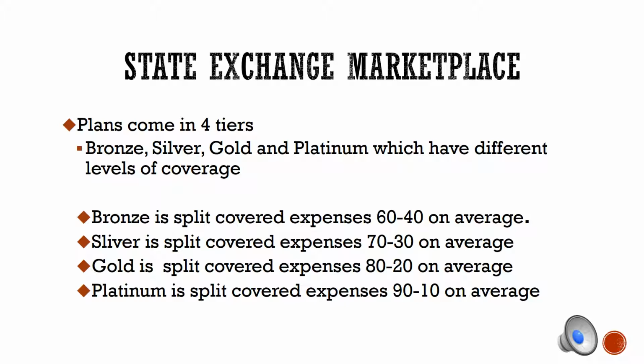Platinum splits covered expenses 90-10 on average. Platinum has the highest monthly premiums but lower out-of-pocket costs. This plan only makes sense if your total medical spending will exceed the amount you will pay in premiums, or if you need specific treatments.